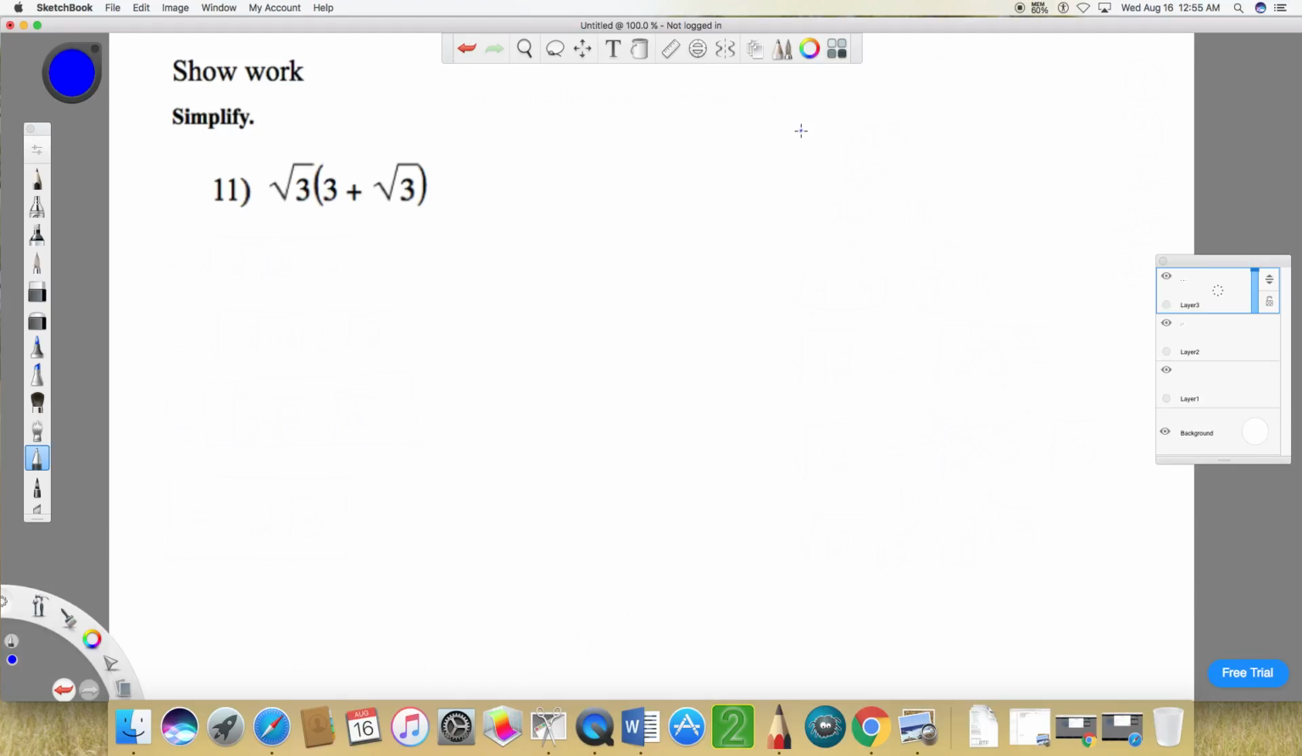They're asking us here in this problem to simplify the square root of 3 times the quantity 3 plus the square root of 3. And here with multiplication, I have two factors. In the second factor, I have two terms. And the idea here with multiplication is that multiplication distributes over addition.